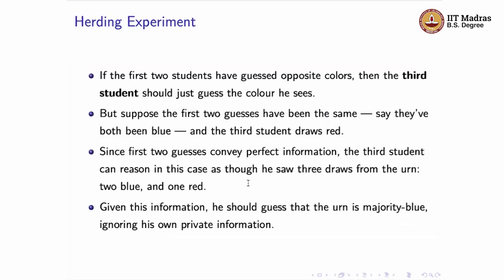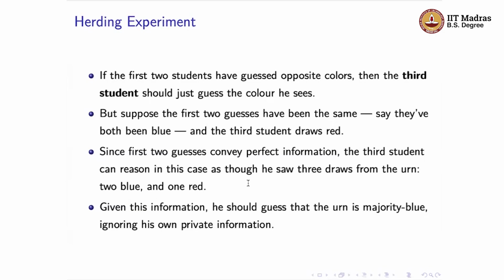Now, if the first two students have guessed opposite colors, so imagine that the first one had guessed blue and the second one had guessed red, then the third student should again just guess the color that he sees. This is the same reasoning as we have been talking about. Things are symmetric so far. So whatever color you draw, you should go with that as the majority color, right? But imagine that the first two guesses have been the same, okay? So suppose that the first two guesses have both been blue, and the third student comes in and draws red. Then things become a bit more interesting, right?